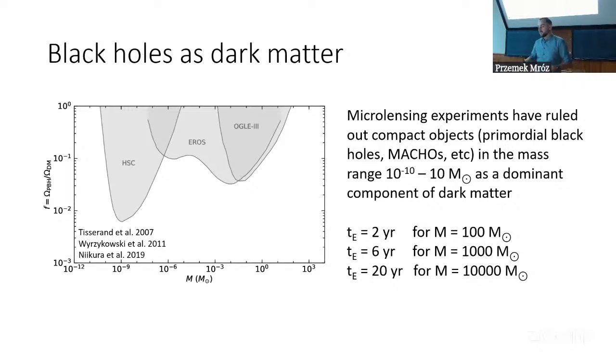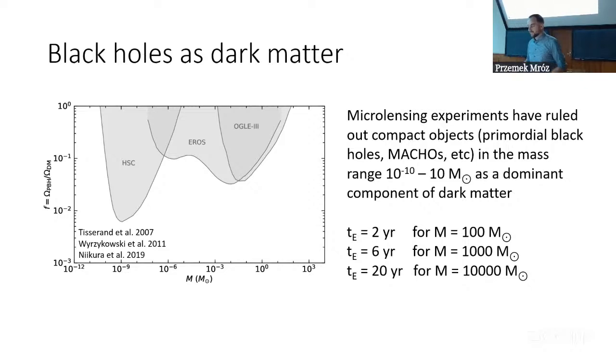And of course, why is that? Because when we have a massive black hole, it is going to produce very long timescale microlensing events. So for a 100 solar mass black hole, we expect events with timescales of 2 years. For a 1,000 solar mass black hole, we expect timescales on the order of 6 years. For 10,000 solar mass black holes, it's like 20 years or so.